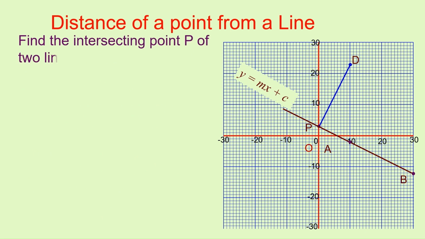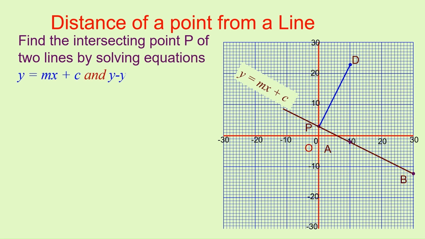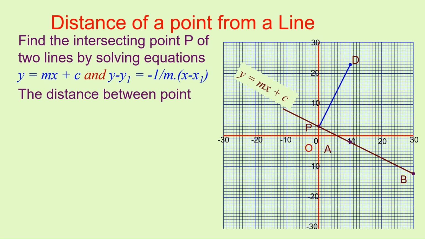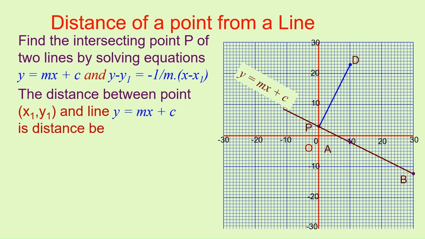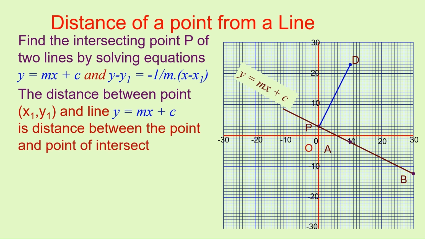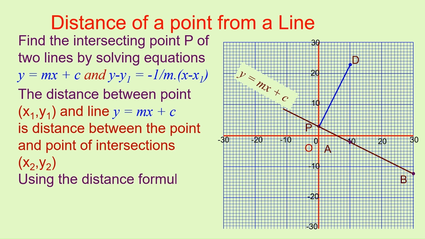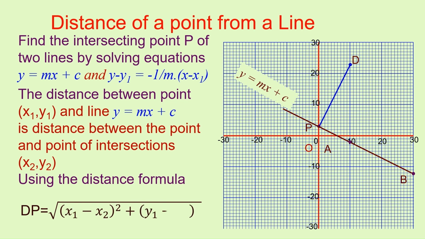Find the intersecting point P of the two lines by solving the equations y equals mx plus c and y minus y1 equals minus 1 divided by m times x minus x1. The distance between the point x1, y1, and the line y equals mx plus c is the distance between the point x1, y1, and the point of intersection x2, y2. Using the distance formula, we get the length of the perpendicular.